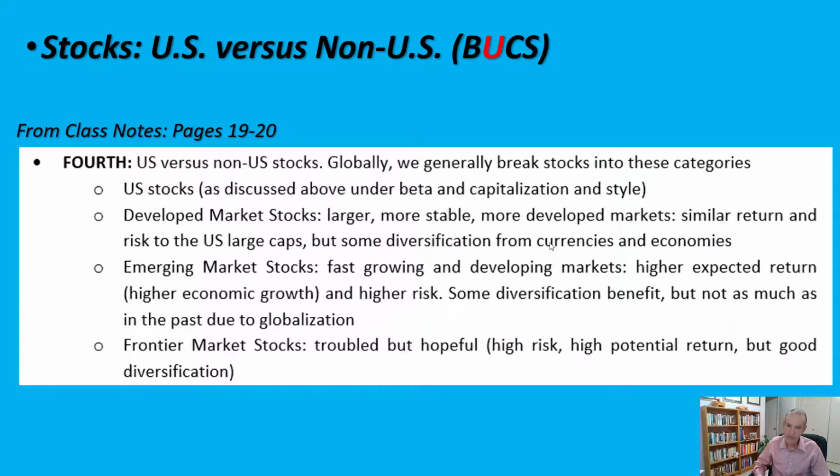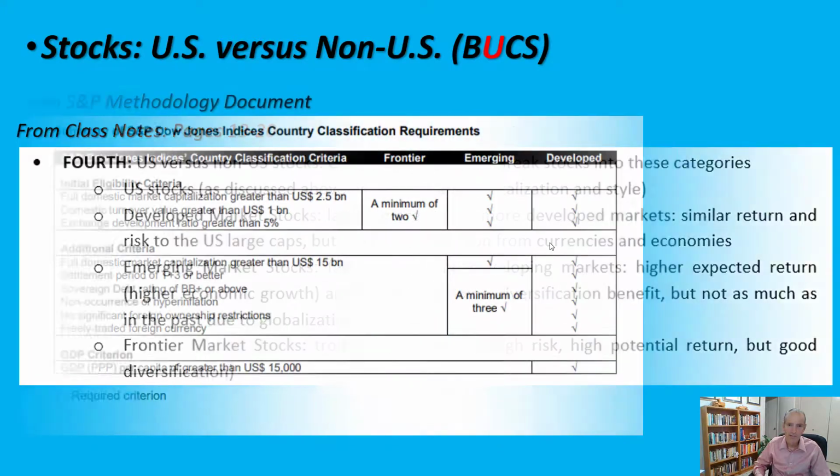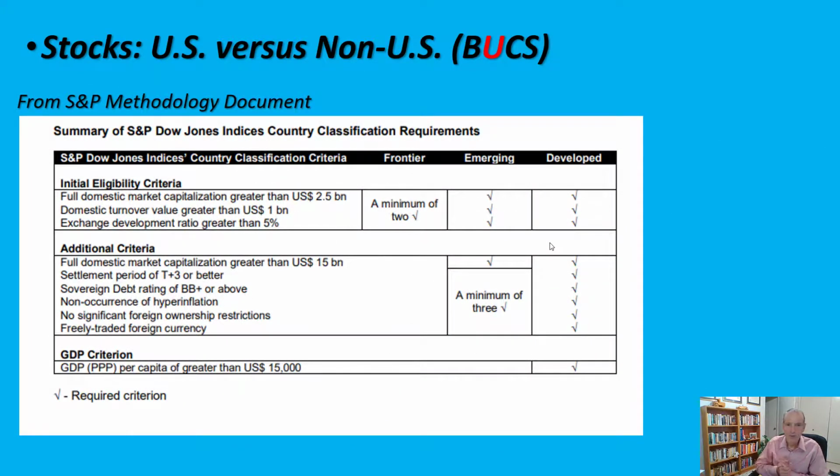Obviously, COVID-19 has been a disaster for some of these countries, so there are some economic global events that can affect them. I really like the Standard & Poor's discussion on this. I encourage you to read this. I'll put that out there on Blackboard. But they distinguish between developed markets, emerging markets, and frontier markets.